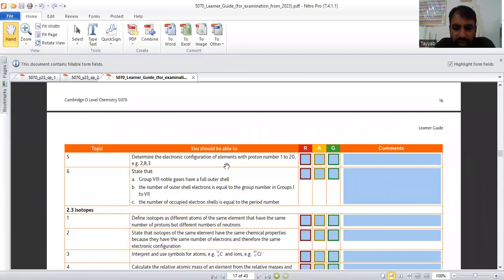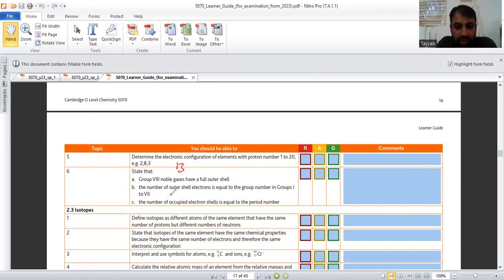determine the electronic configuration of elements with proton number 1 to 20, for example, 2,8,3. If we see this 2,8,3, this 3 indicates it is in the third group, and 3 shells indicate that it is in the third period. And how many total electrons? 2 plus 8 is 10, and 3, 13. Obviously it is aluminum, which is in the third group with proton number 13.